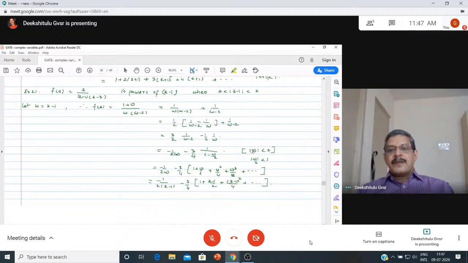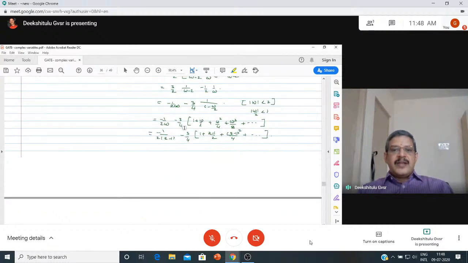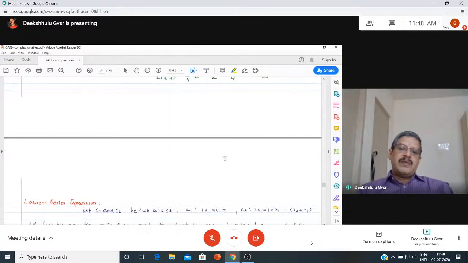So divide this. Then what happens? Mod w by 2 will be less than 1. So the term should be in terms of w by 2. Then only the radius of convergence will be 1. So now what I do is from this, I take minus 2 common. This becomes 1 by 1 minus w by 2. So that if you write a series 1 plus w by 2, w square by 4, and this modulus of w by 2 is less than 1, the series converges. So at the end, substitute w is equal to z minus 1.